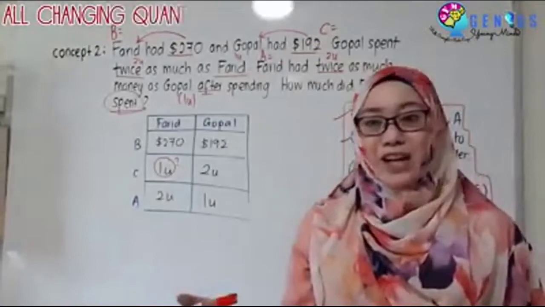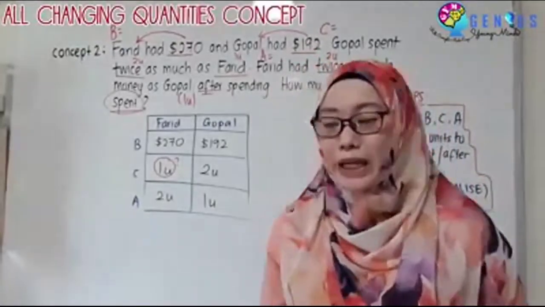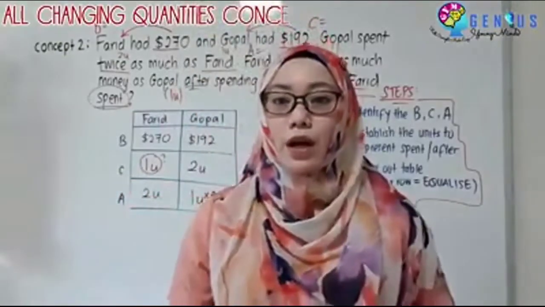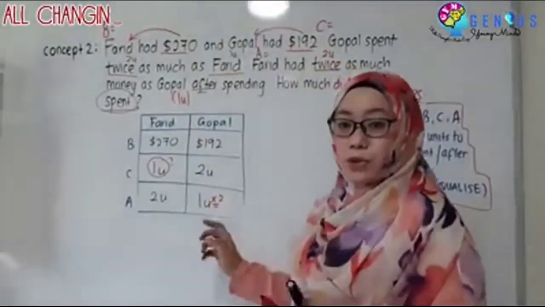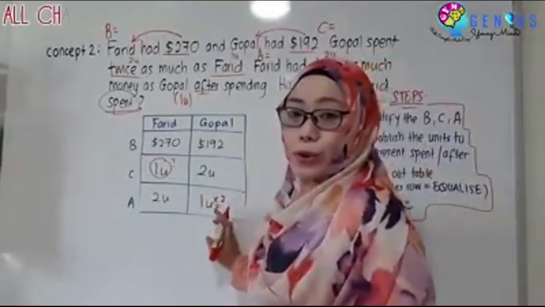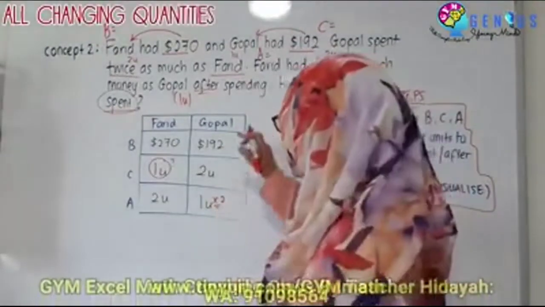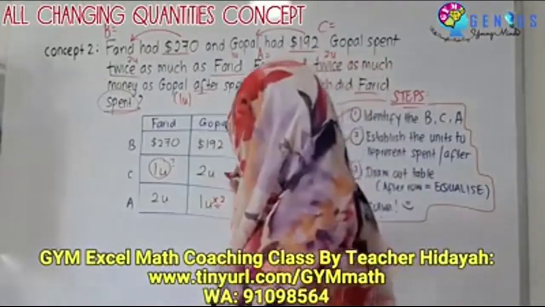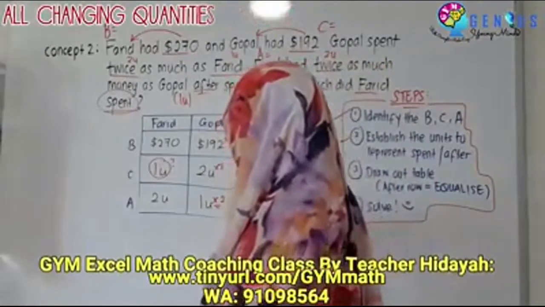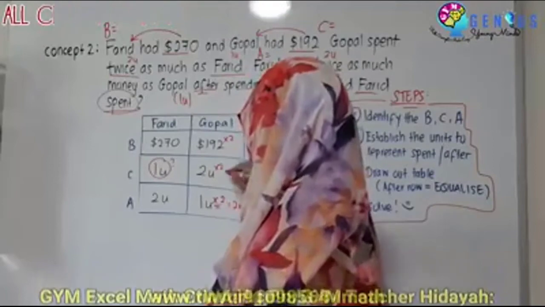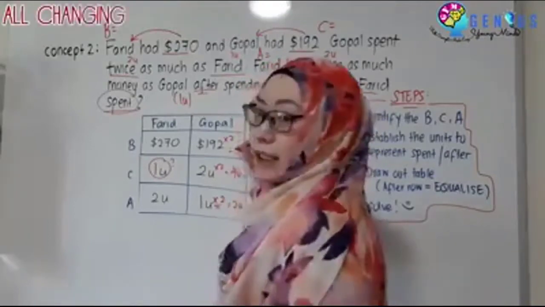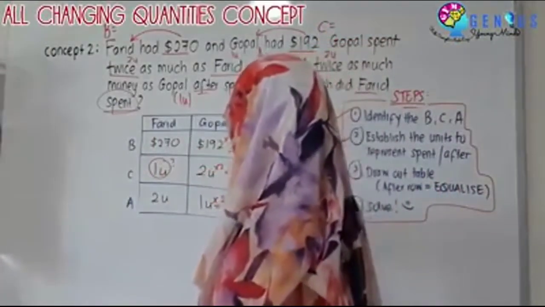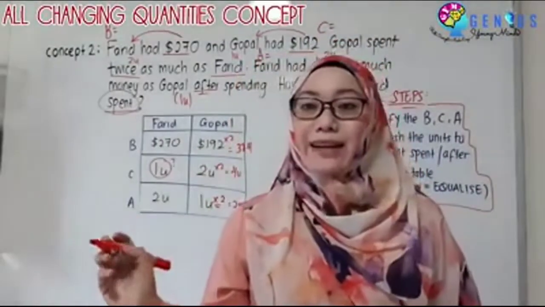Are they the same? They are not the same. Can we make them the same? We can. So this 1 unit we times 2. Okay, so 1 unit times 2. So whatever we do to a box in the column, the next box in the same column will do the same. Here times 2 as well. Here times 2 as well. So here becomes 2 units. Here becomes 4 units. And here we get $384.